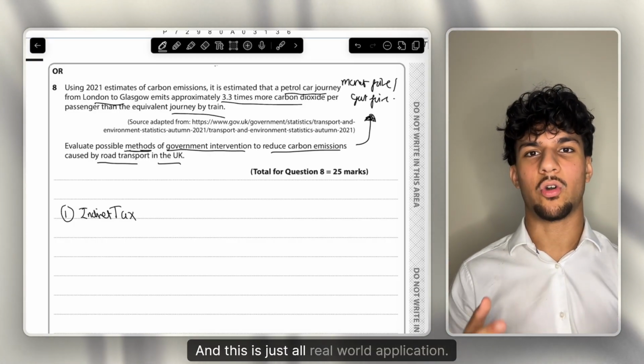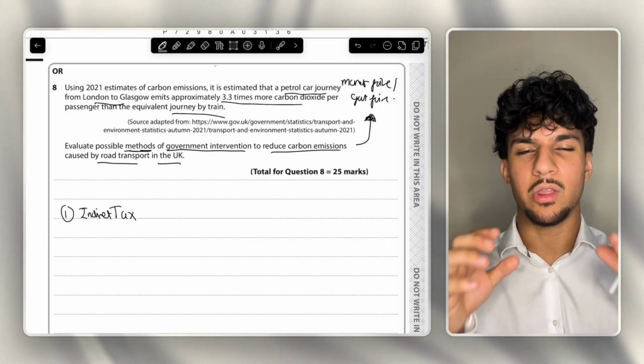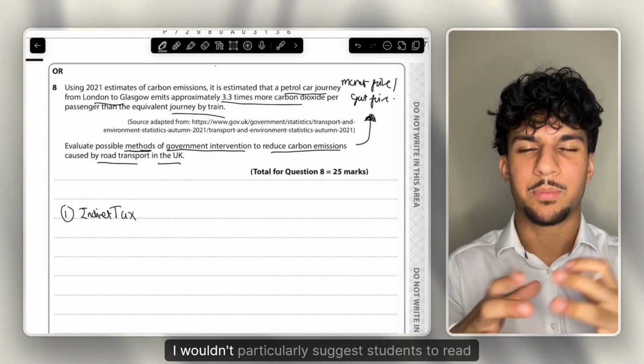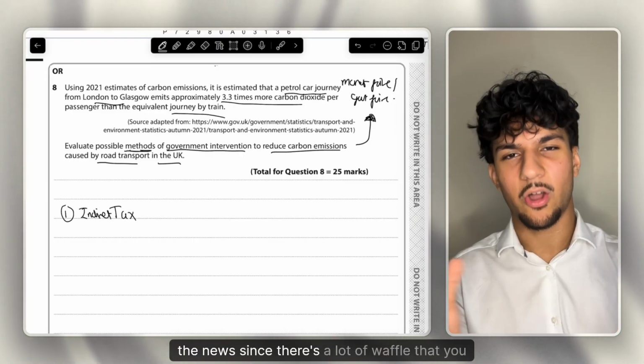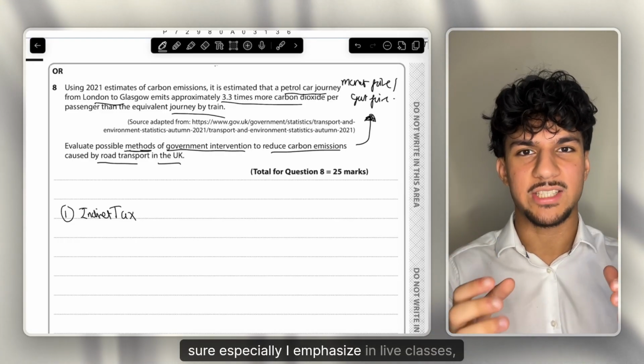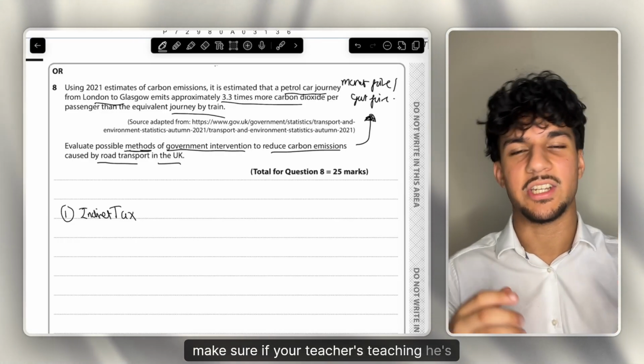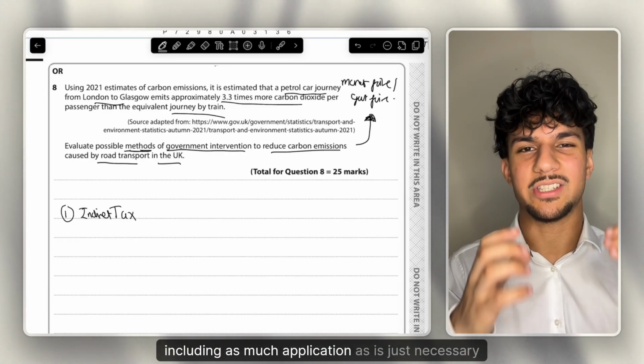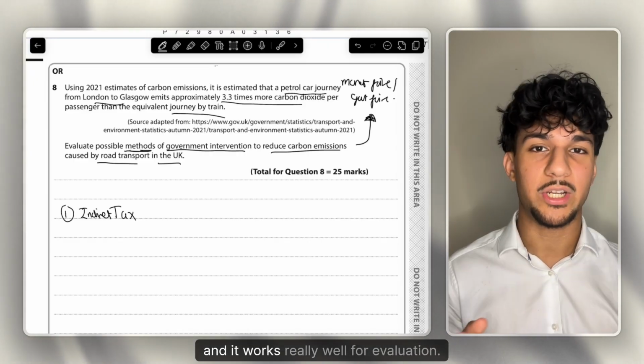And this is just all real world application. It's just like reading the news. I wouldn't particularly suggest students read the news, since there's a lot of waffle that you won't remember, but just make sure, and I emphasize this in live classes, that if your teacher's teaching, he's including as much application as is necessary, and it works really well for evaluation.